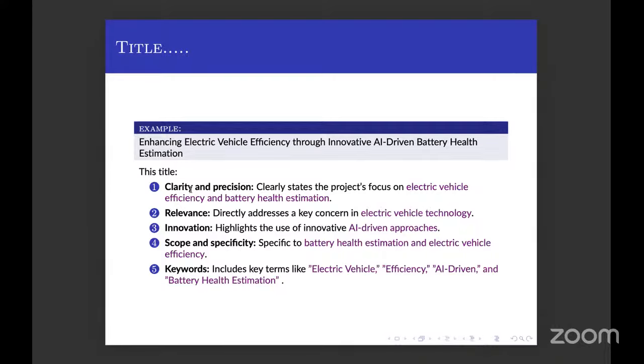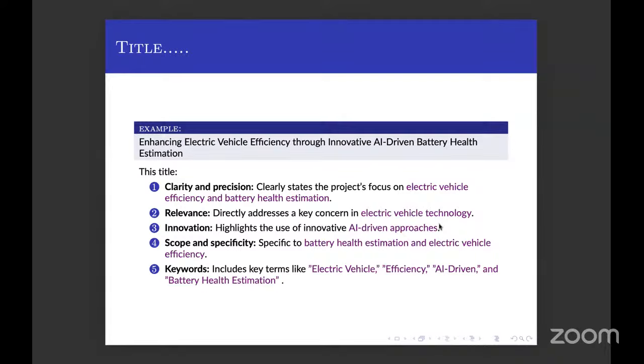So what I can say is that it has clarity and precision. The title focuses on electric vehicle efficiency and battery health estimation. So I'm doing efficiency and I'm doing battery health estimation, two things I'm trying to do. Relevance: what is the relevance to the present world? We know that electric vehicle technology is one of the most novel techniques, a buzzword nowadays. That is why I have used electric vehicle here.